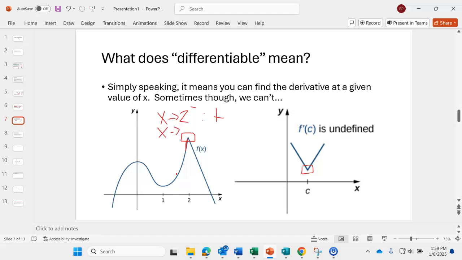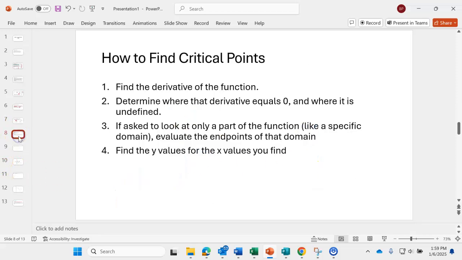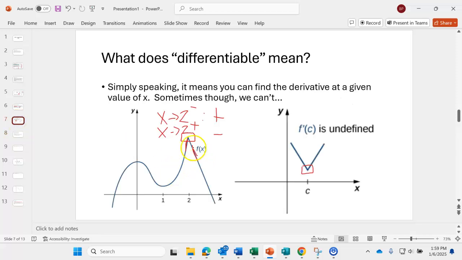So as x approaches 2 from the left, that number has to be positive because we're going uphill. But as x approaches 2 from the positive direction, from this side, our slope is negative. It's going downhill. So how is it possible, when we get to this one spot, that they're going to match up? It isn't. Same thing is true over here. So at that exact corner spot, the derivative cannot be found. We call those spots where the graph is not differentiable.